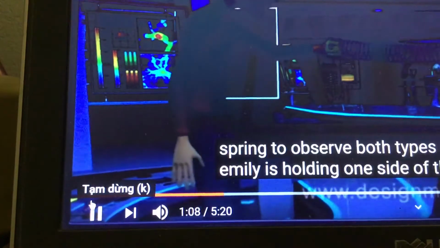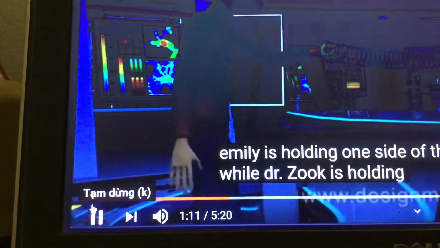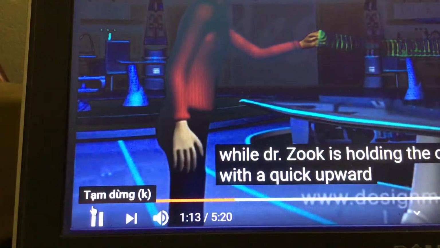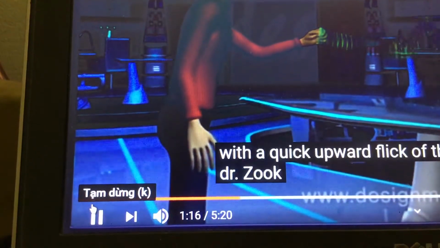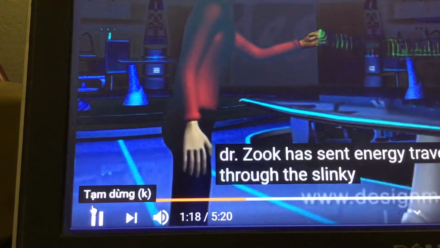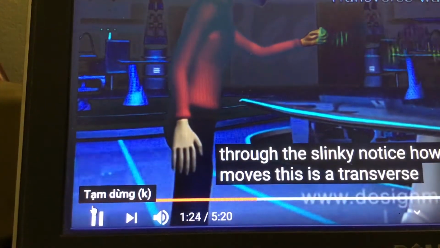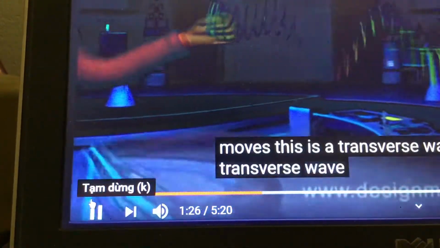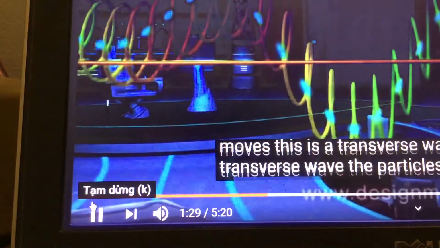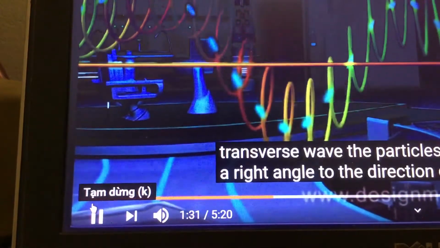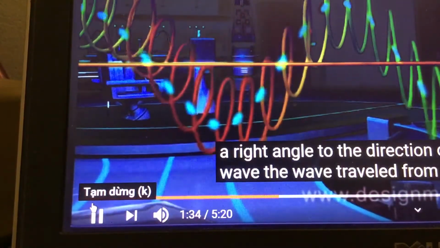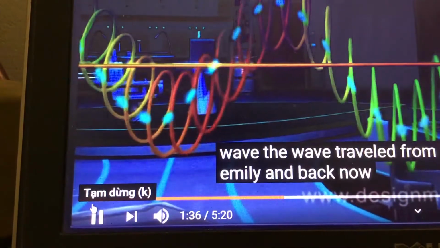Emily is holding one side of the slinky while Dr. Zhu is holding the other, and with a quick upward flick of the wrist, Dr. Zhu sends energy traveling through the slinky. Notice how the slinky moves. This is a transverse wave. In a transverse wave, the particle vibration is at right angles to the direction of the wave. The waves travel from Dr. Zhu to Emily and back.